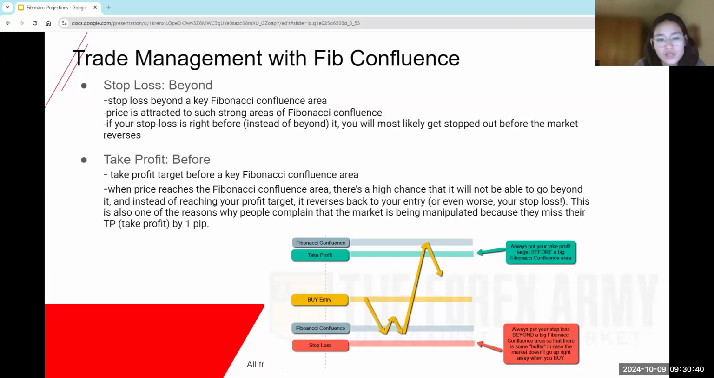Okay, are there any questions so far? Okay, if not, we still have some time, so I'm gonna pull out my charts and then we can take a look at some examples.